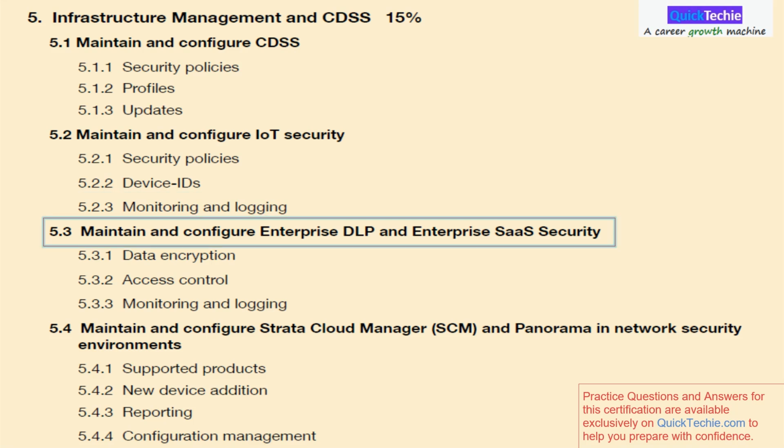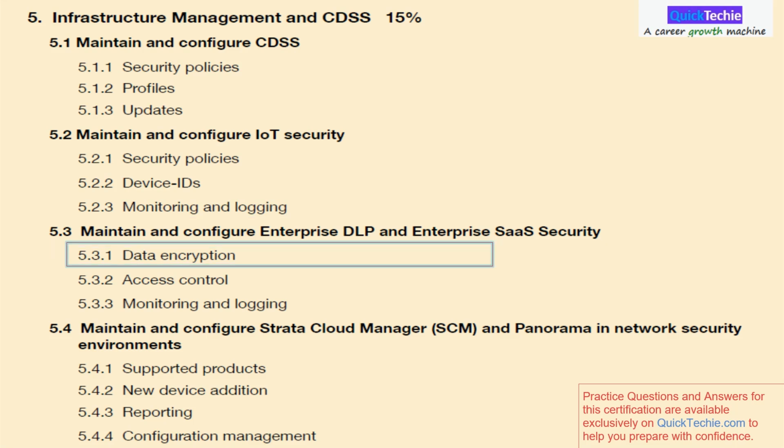5.3. Maintain and configure Enterprise DLP and Enterprise SaaS security. Enterprise data loss prevention (DLP) and SaaS security are critical for protecting sensitive data in today's distributed and cloud-centric environments. 5.3.1. Data encryption. Explanation. Ensuring data is encrypted, both in transit and at rest, is a fundamental aspect of DLP and SaaS security.